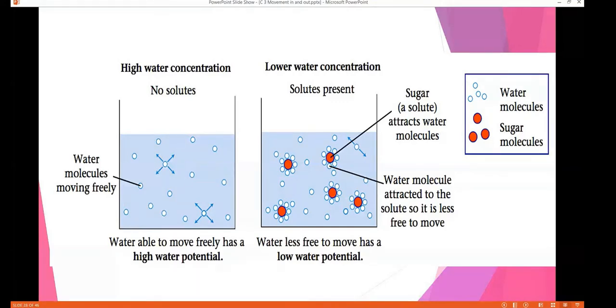Another way of explaining it is whenever the solution is dilute, it has higher water potential, and whenever the solution is concentrated, it has low water potential. Clear? Is it clear, sweetie? Oh, yes, it's clear. Okay, great.